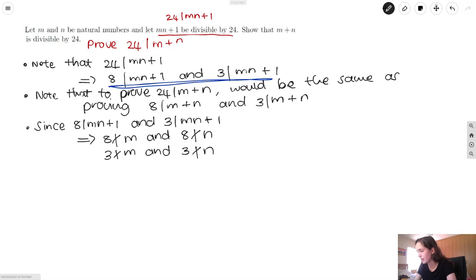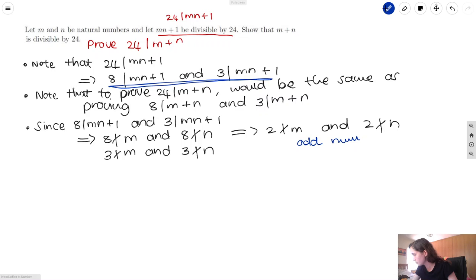If 8 does not divide m and 8 does not divide n, we can further say that 2 will not divide m and 2 will not divide n. So both of them will be odd, so odd integers, or odd natural numbers.